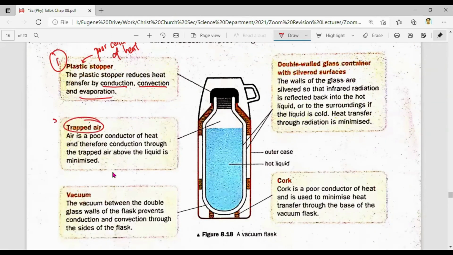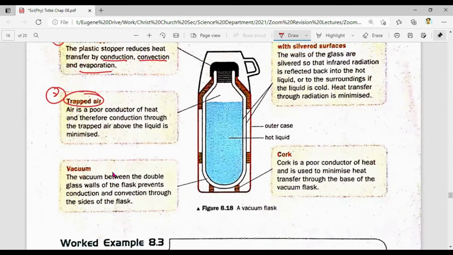Next thing, trapped air over here. Once again, air is a poor conductor, so it ensures that the liquid here does not conduct heat quickly to the plastic stopper. So you add another layer: plastic here plus air here. You can imagine how good it is at reducing the heat transfer from the hot liquid out.